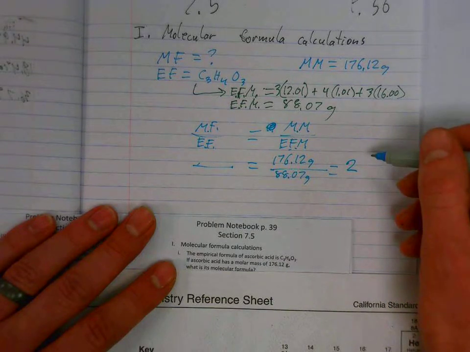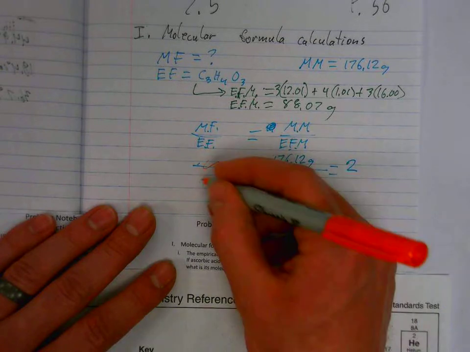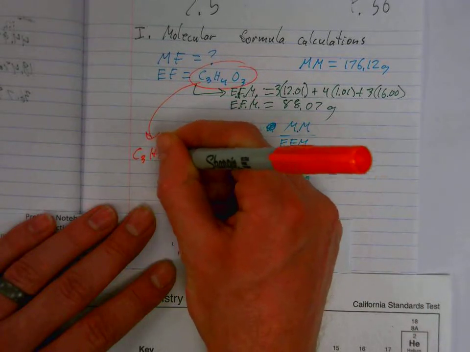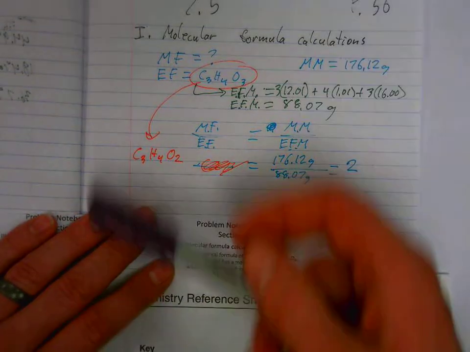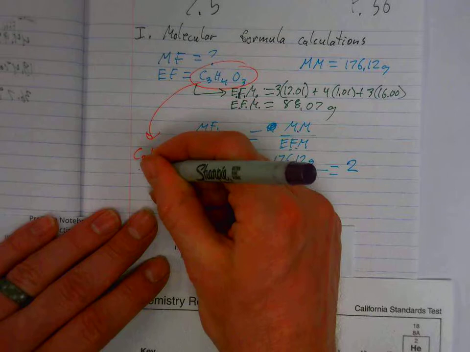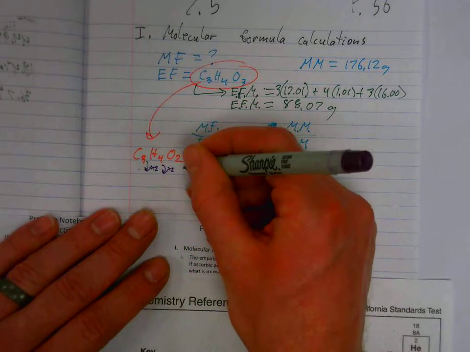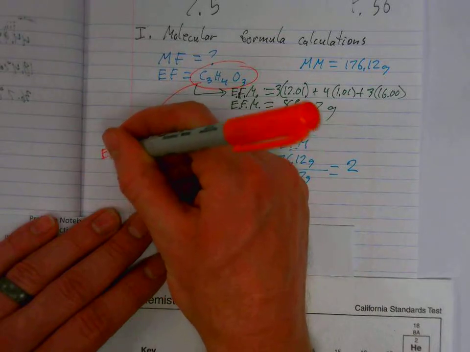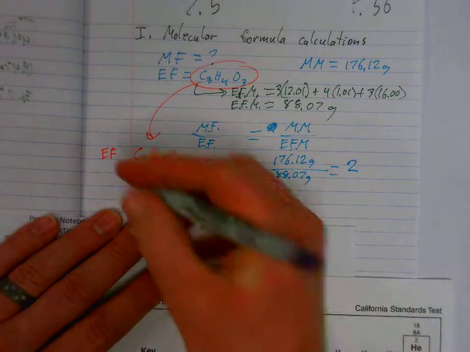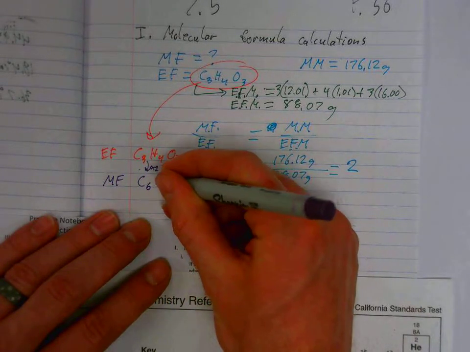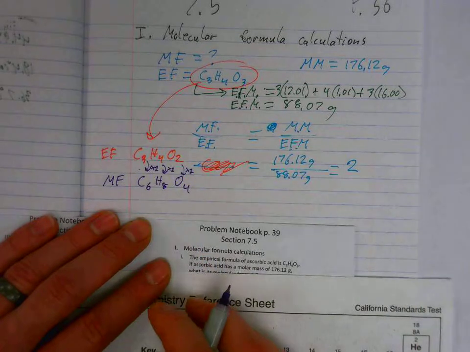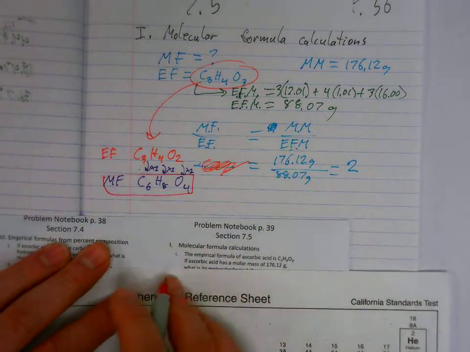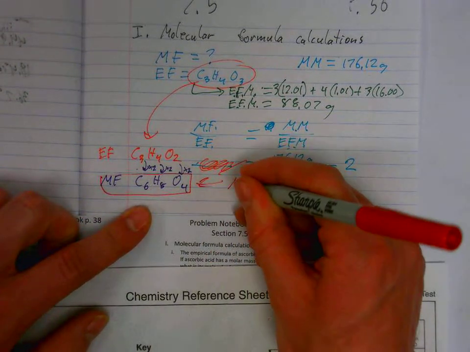So let's take our empirical formula, C3H4O3, and multiply all those numbers by 2. As a result, we will get the molecular formula. This is the empirical formula. Multiply everything by 2, and now we get the molecular formula, C6H8O6. So that's how we can figure out the molecular formula, the true formula, from the empirical formula.